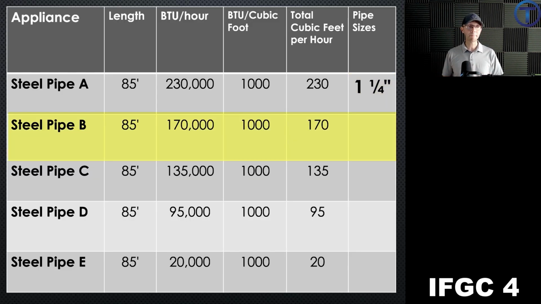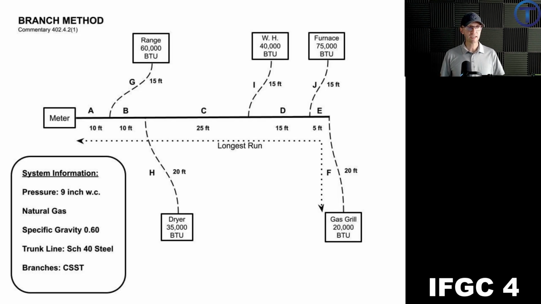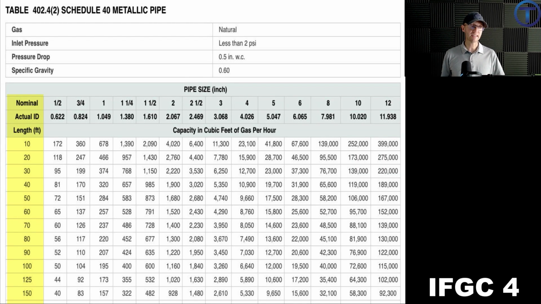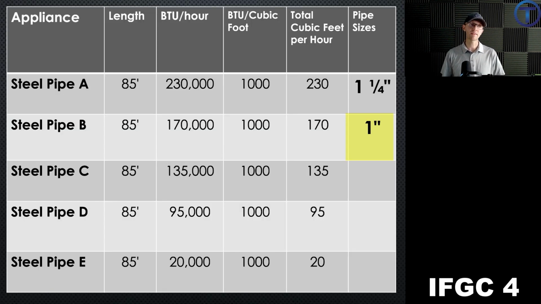Let's look at section B. We still have 85 feet. We're using that for the trunk line. Notice on section B that we have dropped off the range. There's 170 cubic feet per hour. Let's take that to the table. We'll go down to line 90 on our length. Coming across with 170, it's more than 52. More than 110, it's less than 207. So we'll stay in that column, move to the top, and we find that we have 1-inch pipe. We can put that on the table.